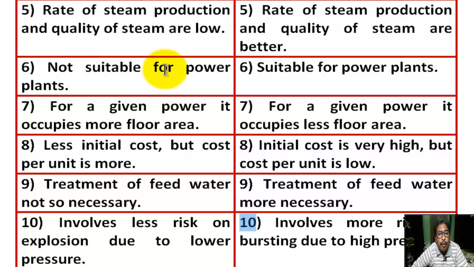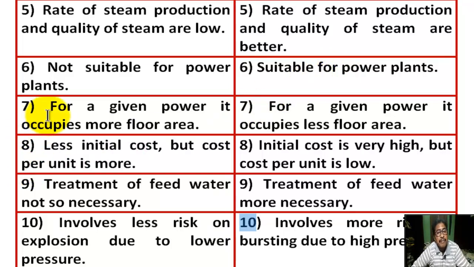Number 6, for fire tube boiler, not suitable for power plant. It is not suitable for power generation. It is mainly used in engine operation in process industry. Water tube boiler is suitable for power plant. Water tube boiler for power generation, mainly used in large power plant. Okay.